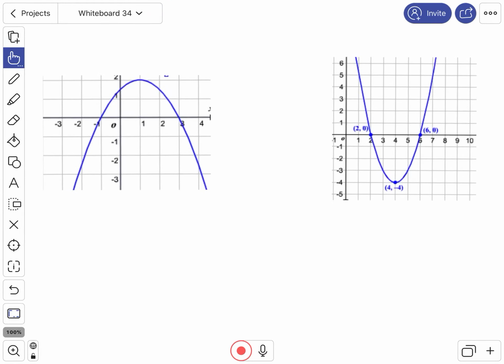Now from these graphs, we know that the n-shaped graph is a negative graph. So that's going to have a minus x squared, because these are both turning once, so they'll both have an x squared. And then the u-shaped graph is going to be a positive x squared.